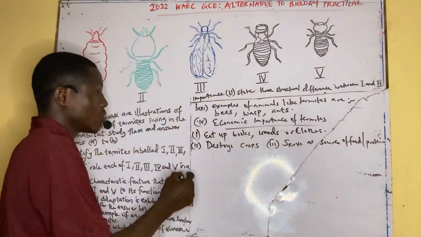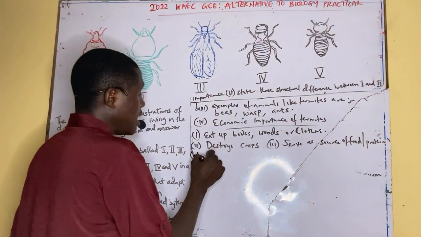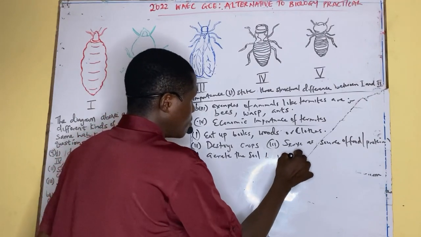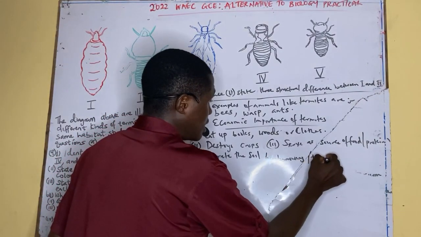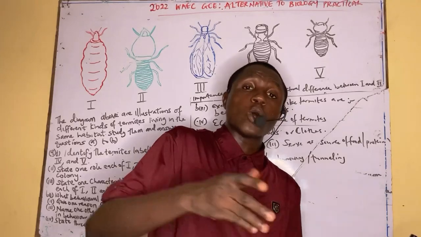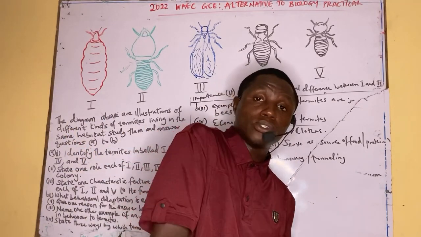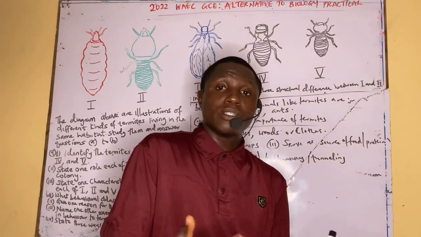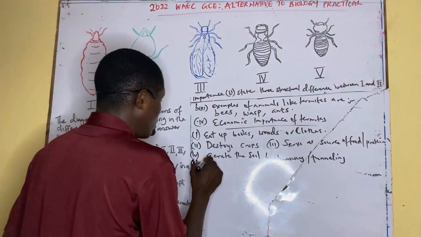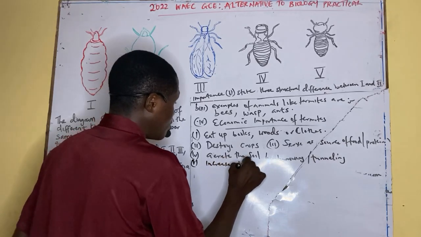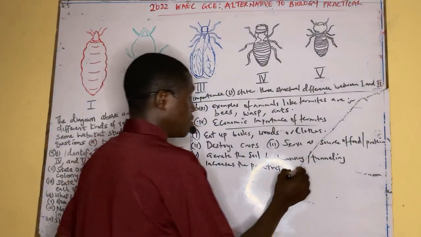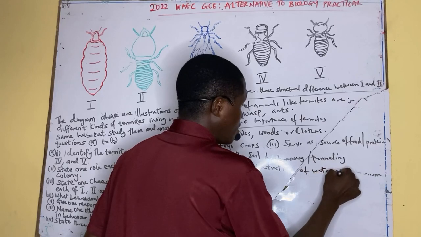So they serve as a source of food or protein. Also, apart from that, they aerate the soil by burrowing, or what we call tunneling. How do they aerate? Aerate means they supply the soil with oxygen as they burrow, as they make holes in the ground. They allow oxygen to penetrate the ground. They also increase the penetration of water as they burrow the land, via burrowing.